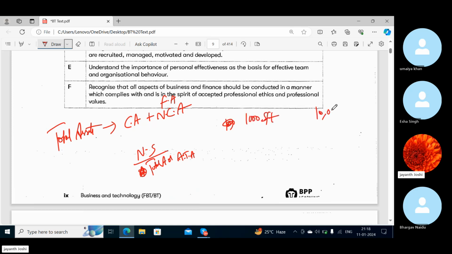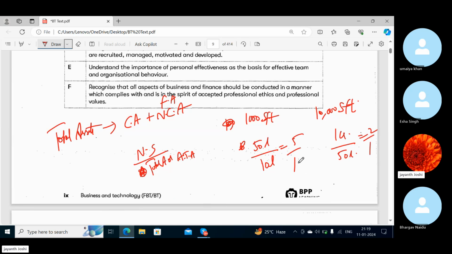This is a 10,000 SFT shop. Net sales here happens to be 50 lakhs, and total assets, whatever you have, is to the tune of 10 lakhs. Okay, we'll keep it same, 10 lakhs. And here 1 crore and here 50 lakhs. So it is 5 upon 1. It is 2 upon 1.